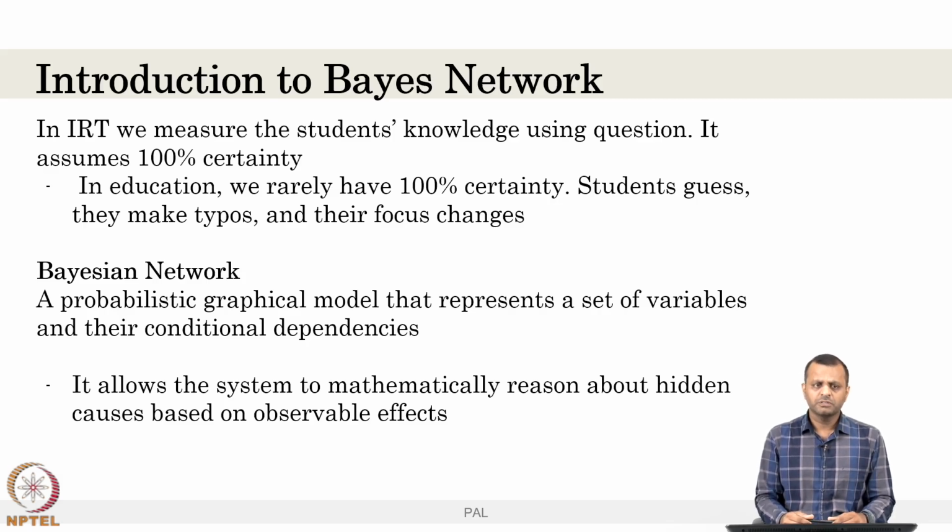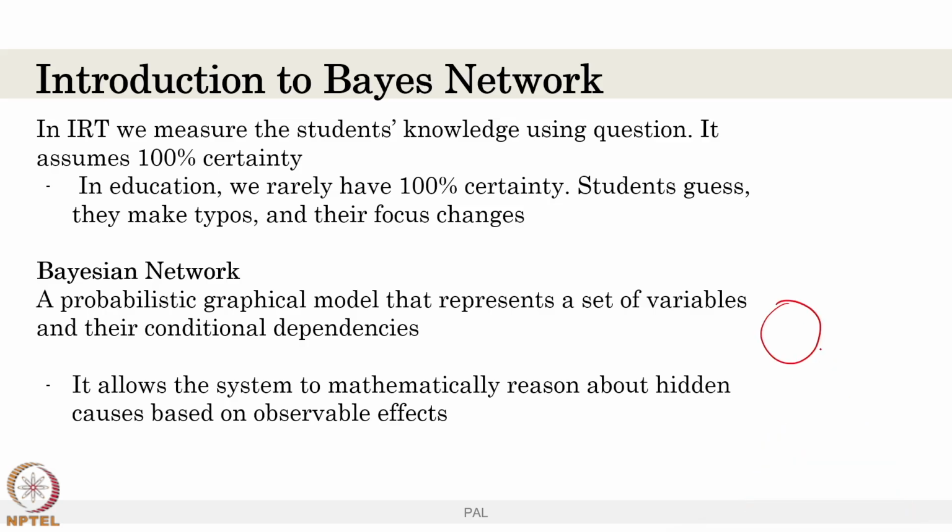So what is a Bayesian network? It's a probabilistic graphical model that represents a set of variables in terms of nodes, and the dependencies in terms of edges. It allows the system to mathematically understand the connection or relation between these nodes and try to observe the things which are not known about the learner. For example, this is a set of variables. The variables can be A, and the variables become nodes. The conditional dependency, where A influences or impacts B, becomes an edge.